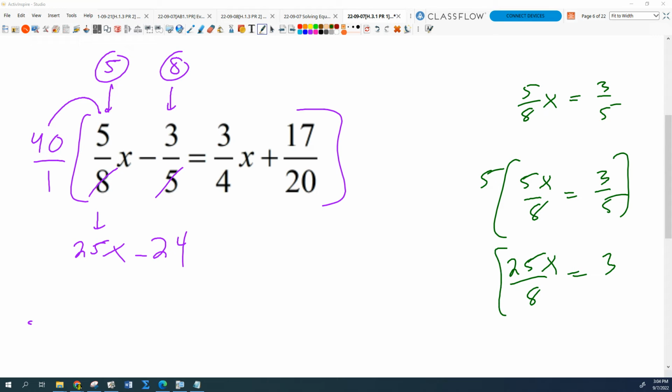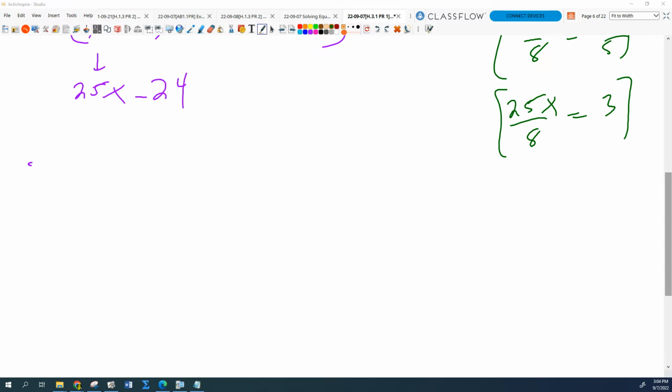So then I'm going to multiply each side through by 8, distribute that all the way through. And what happens here when I distribute the 8 times 25 eighths just gives me 25, right? The 8's cancel, so I get 25x. On this side, I get 24. So you're really doing the same process.